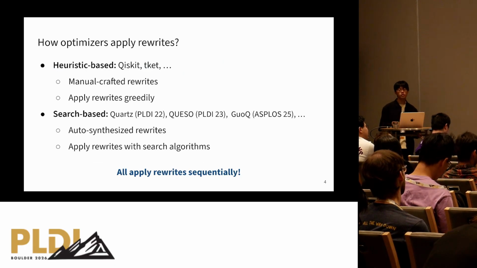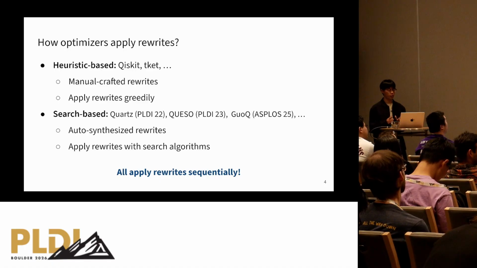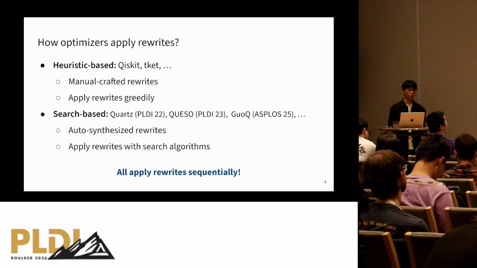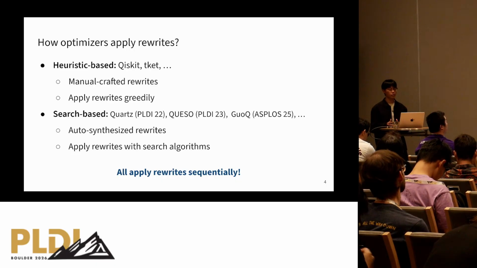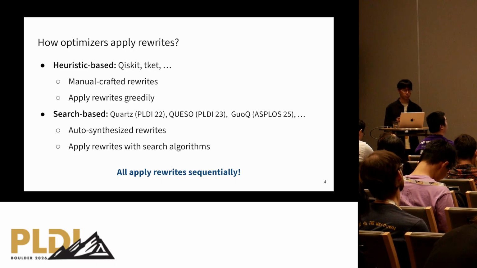So having seen rewrites as the primary optimization method, the next question is how optimizers apply those rewrites. And we found that this is not a trivial question, and it will limit the capability of quantum circuit optimization. So we did a survey and classified most of the quantum optimizers into two categories.